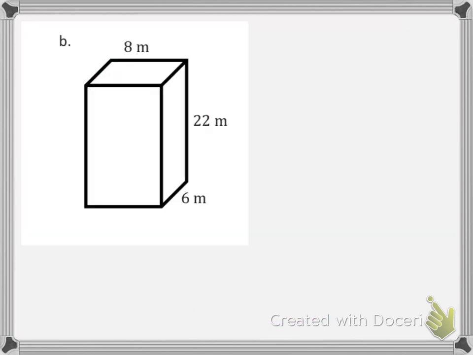Okay, next one. I'm going to go back to what I like to do. It's a little less confusing. Front, back, top, bottom, right side, and left side. And then we'll get all of those areas of every face, and then we'll add them all together. So the front is an 8 by 22. So that's 8 times 22.